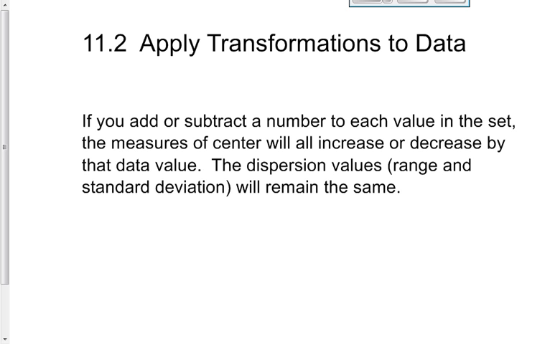If you add or subtract a number to each value in the set, the measures of center will all increase or decrease by that data value. The dispersion values, in other words, the range and the standard deviation, will remain the same. Remember, the measures of center are mean, median, and mode. Those numbers only will increase or decrease by that same data value that you're adding to each number in the set.